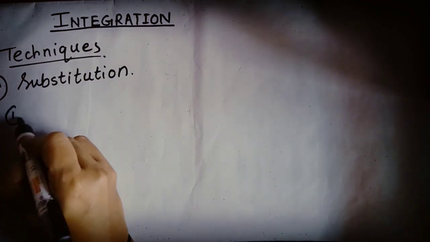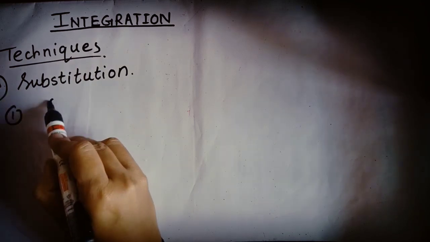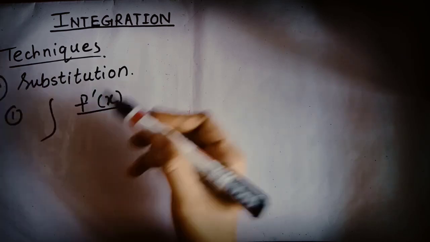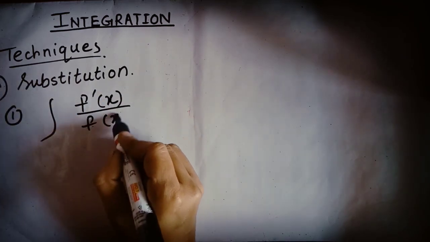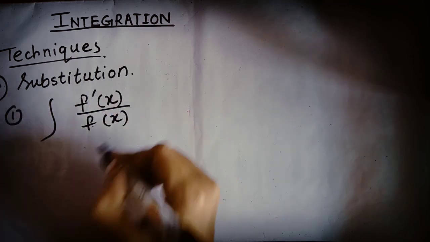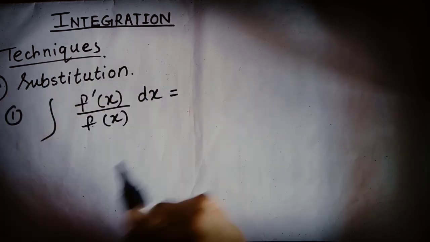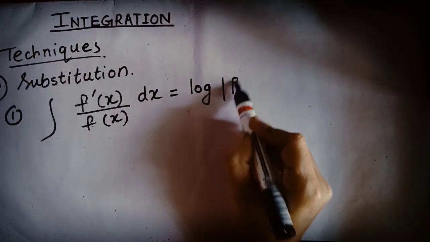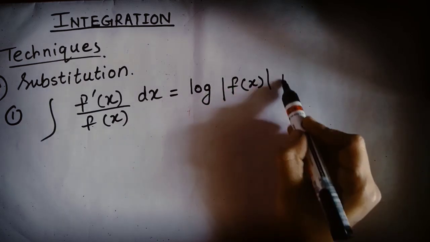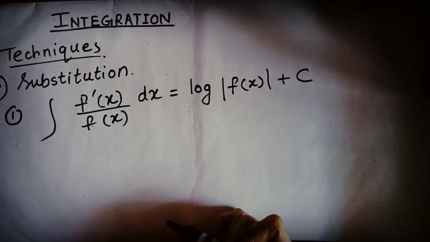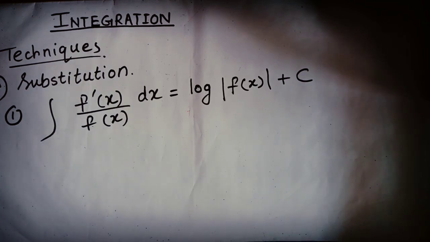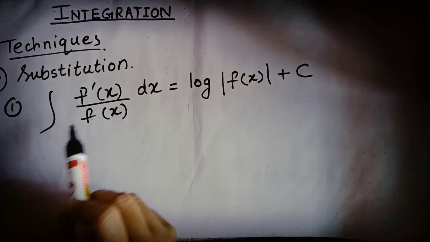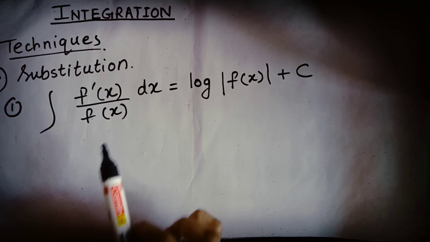Now, first rule: if you have a derivative in the numerator and the function is in the denominator, then you directly write this answer as log of mod of f of x plus c. You can directly use this formula if you know the derivative of the function which is in the denominator.